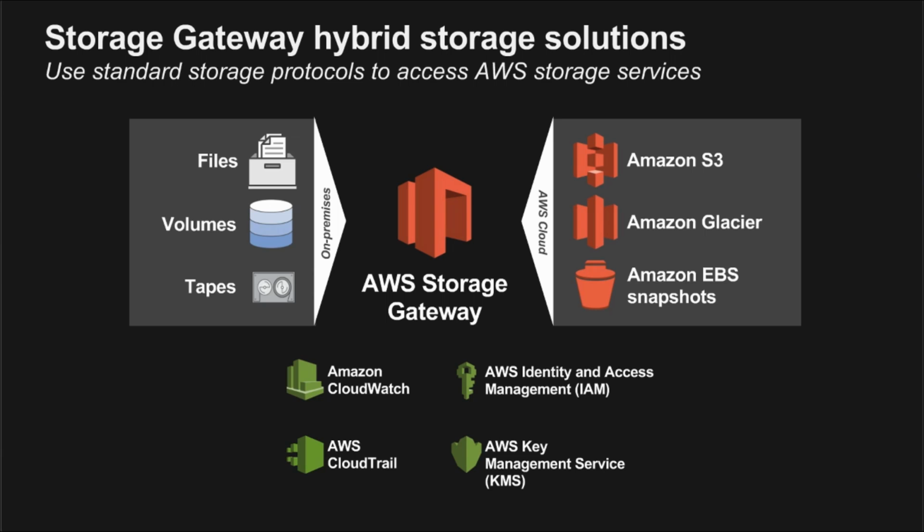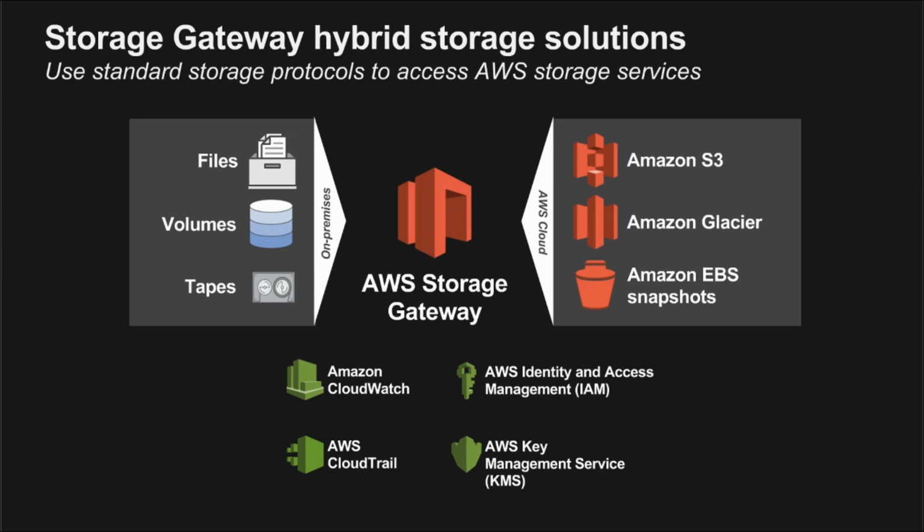So you can see on the left we've got file, volume, and tape options available, and we'll talk in a little bit more detail about all of these. But you can see that on the back end, we're utilizing the traditional AWS storage services like S3, Glacier, even S3 infrequent access, and then of course EBS snapshots to be able to take backups or disaster recovery copies of the data, or even test copies. And we'll talk more about that in just a minute.